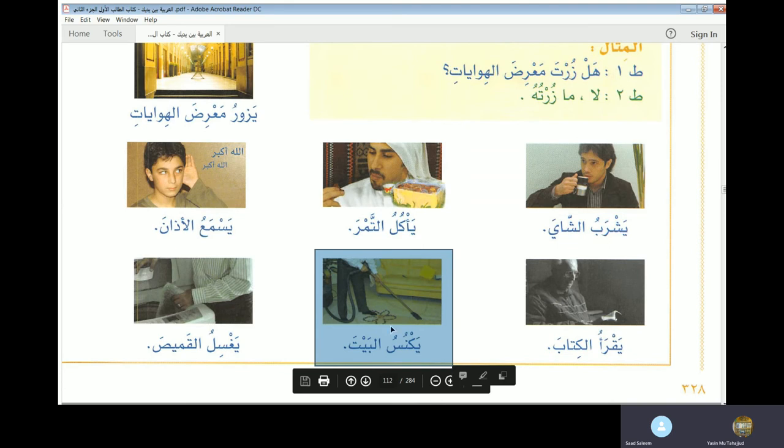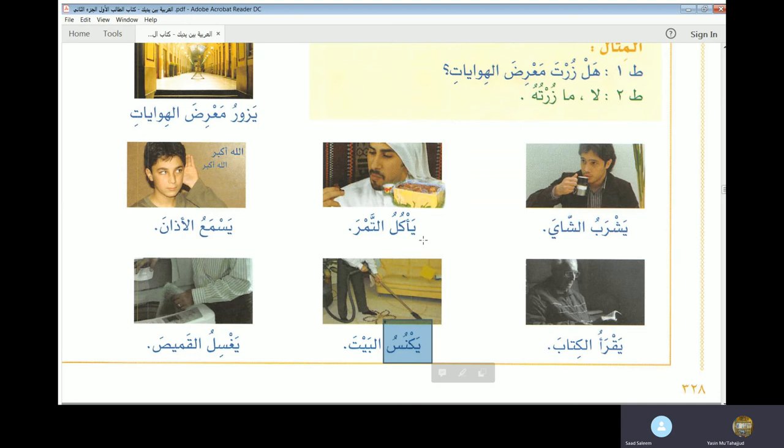Okay, now we have yaknusu, he sweeps. She sweeps, taknusu. You sweep, taknusu. You sweep feminine: taknusina. I sweep: aknusu. We sweep: naknusu. Correct. Now past tense.